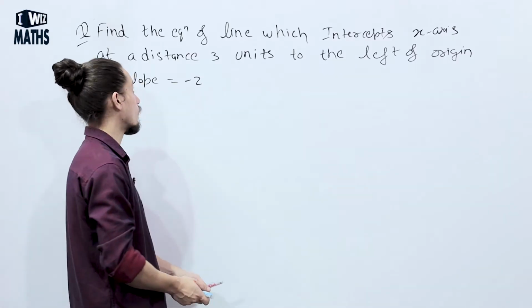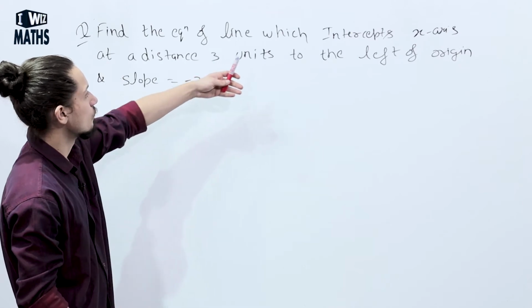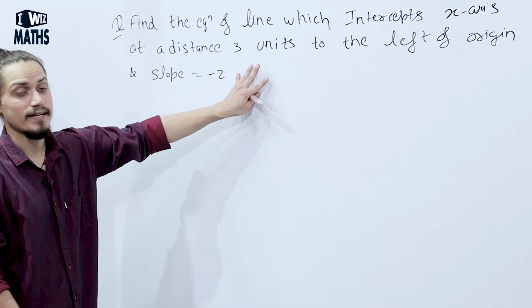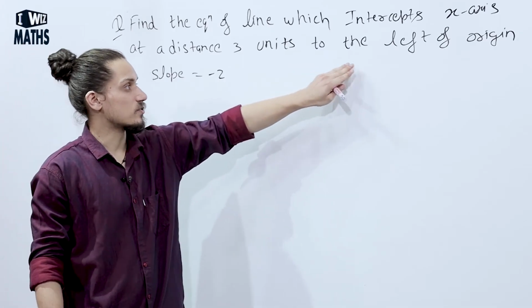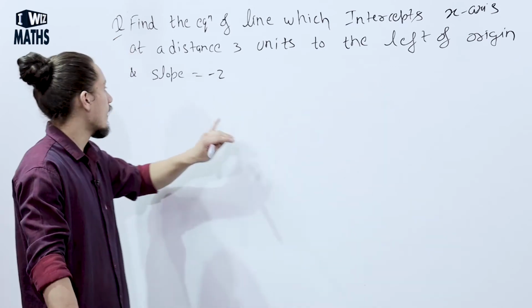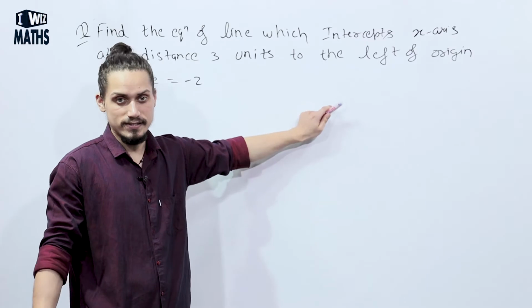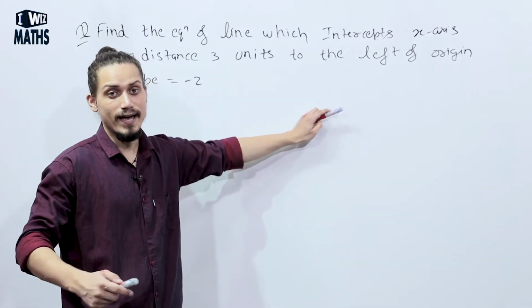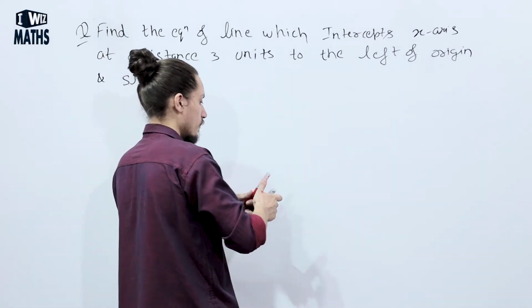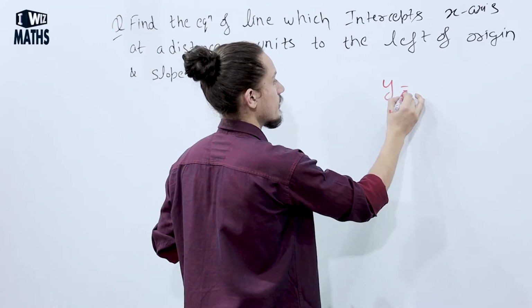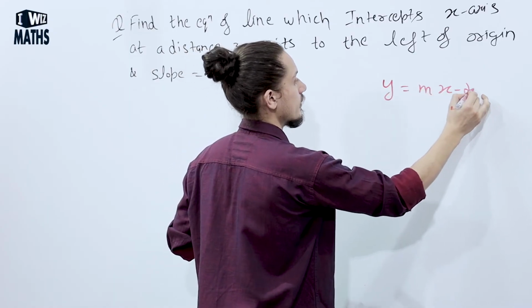Now here we have to find the equation of line which intercepts the x-axis at a distance of 3 units and is to the left of the origin, whose slope is equal to minus 2. Now here it says it intercepts the x-axis, so which form will be used? The x-intercept one. And the x-intercept form is given as y is equal to m(x minus d).